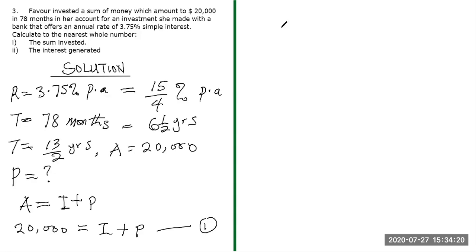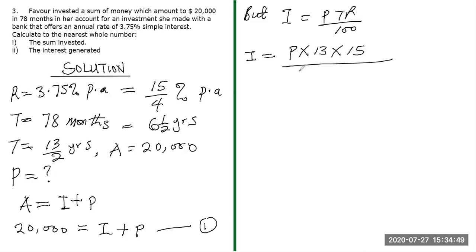So how do we form the next equation? What is your I? Of course, we now know that this question is dealing with simple interest. Our I is equal to PTR over 100, all right? And that implies our I is equal to P unknown multiplied by the time, 13/2, multiplied by the rate, 15/4, over 100. So we're going to have it as 2 times 4 times 100. So that is 13/2 and 15/4 you have there.